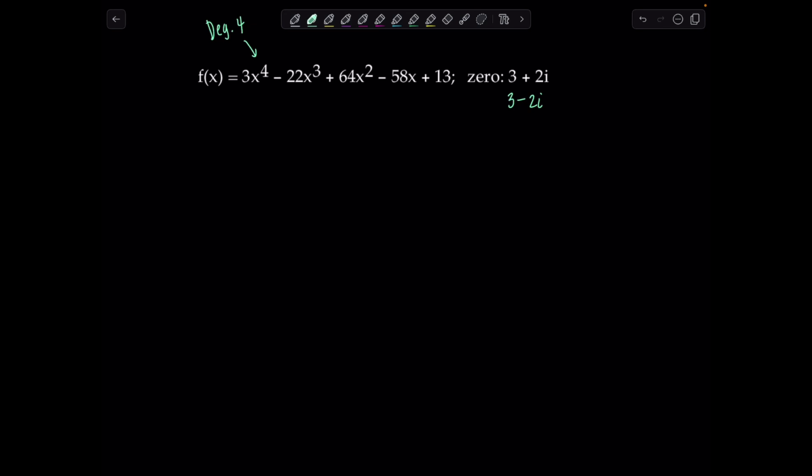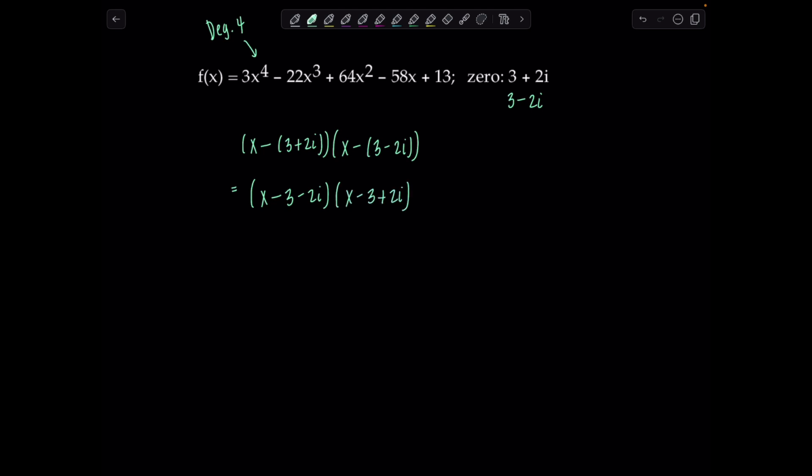So again, I'm going to make a polynomial that contains these two zeros and then long divide it into the original. So x minus 3 plus 2i and x minus 3 minus 2i. I know those are zeros of f. And let's multiply this out. We're going to use that little slick trick again. So x minus 3 minus 2i, distribute the negative.